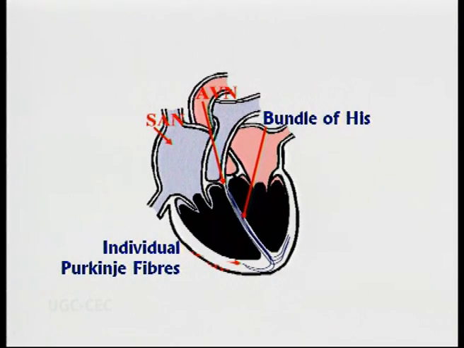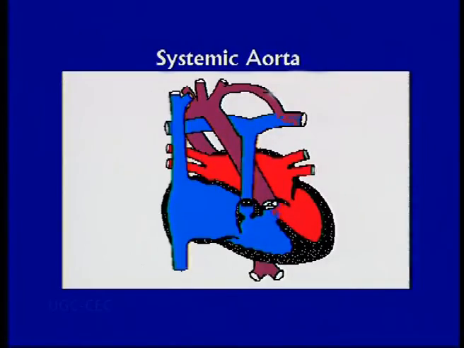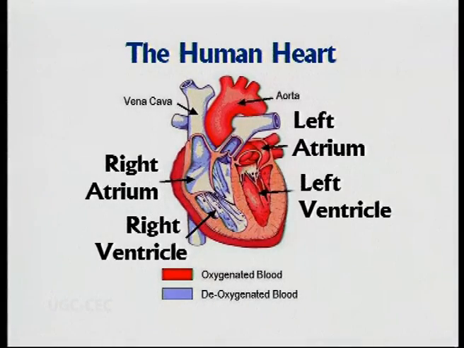These impulses generated by SAN and received by AVN now spread in both the ventricles through the bundle of His and Purkinje fibers, and now the ventricles contract, or systole occurs in the ventricles. The impure blood of the right ventricle goes to the lungs for purification through the pulmonary aorta, as you know, and the pure blood of the left ventricle goes to the different body organs through the systemic aorta. This is the mechanism, or physiology, of the heartbeat.